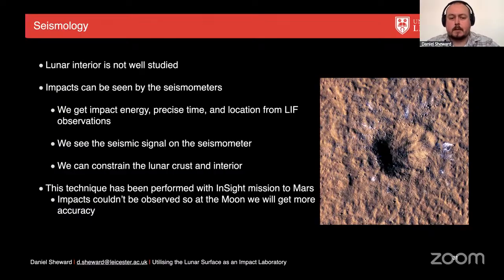This is a technique that's been done with InSight on Mars. It's actually the exact same seismometer on FSS that was on InSight, so these are very tested techniques. However, at the moon, we're able to observe the impacts, whereas on Mars, an impact just happens and they have to make a lot of assumptions about that impact. So we actually have a lot more data, and we'll be able to do a lot more accurate science.